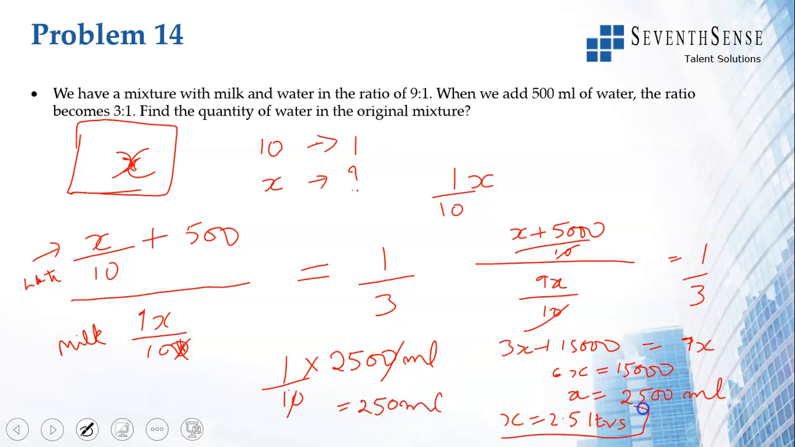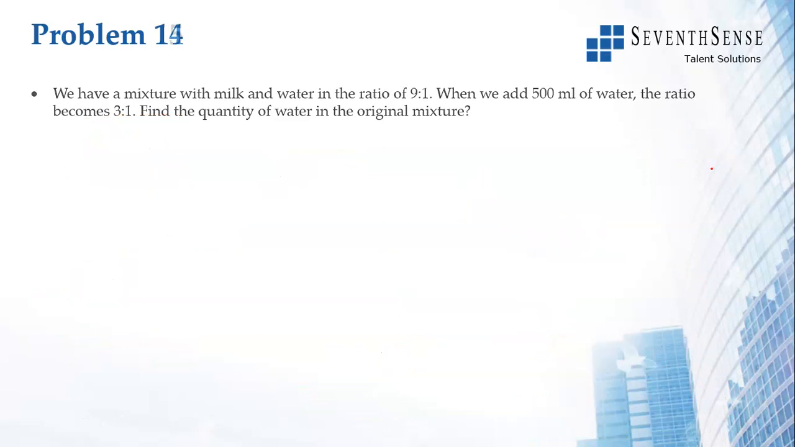What is x? X is not the answer. X is that entire mixture. In this, we had 1 part of water only, so 1 part out of every 10 parts. So 10 parts have 1 part of water. 2500 has how many parts? 2500 by 10, that's 250 parts. So 250 ml of water is there in the original mixture.